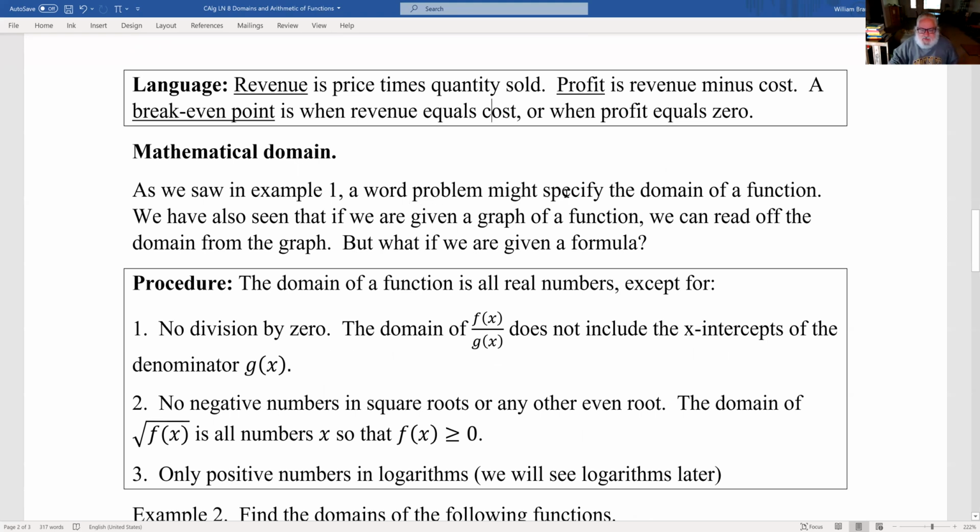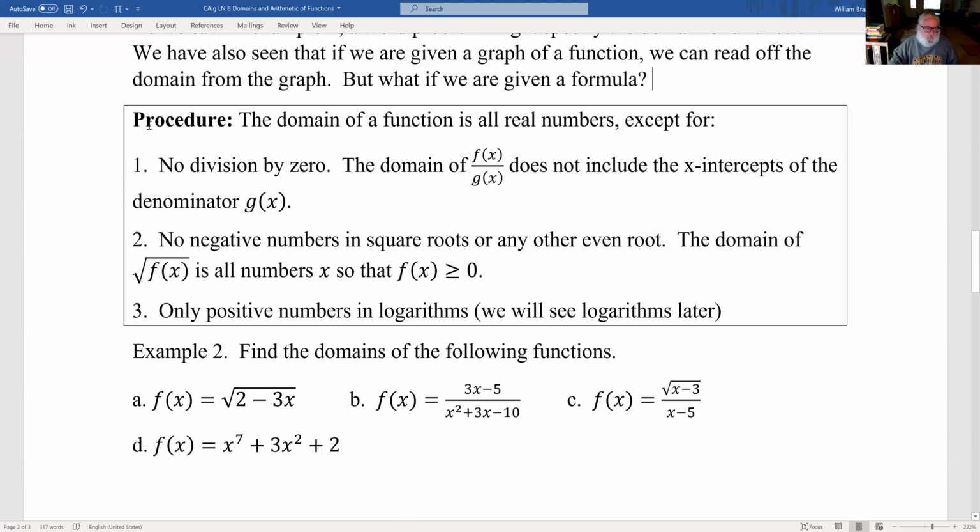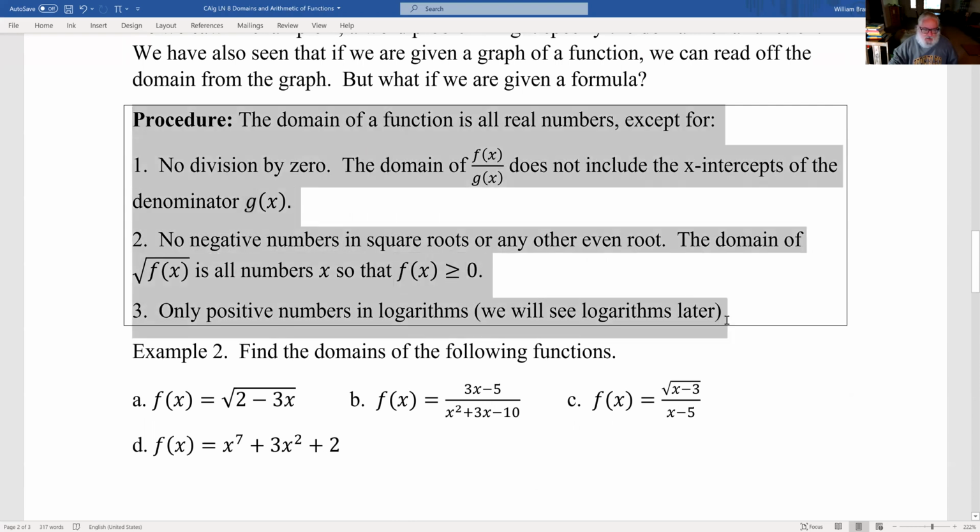A word problem might specify the domain of a function, but if you're given the graph of the function, you can read off the domain from the graph. But what if you're given a formula? So what's the procedure for finding the domain of a formula?